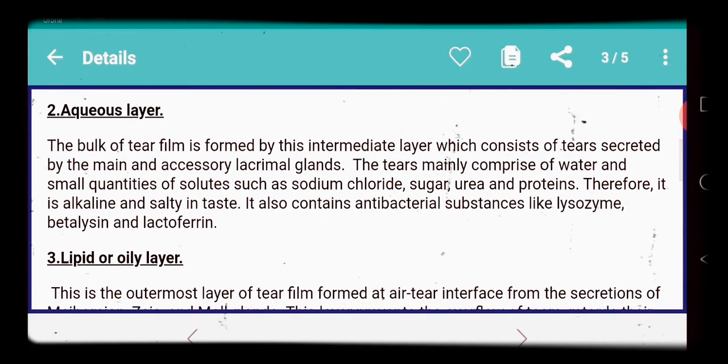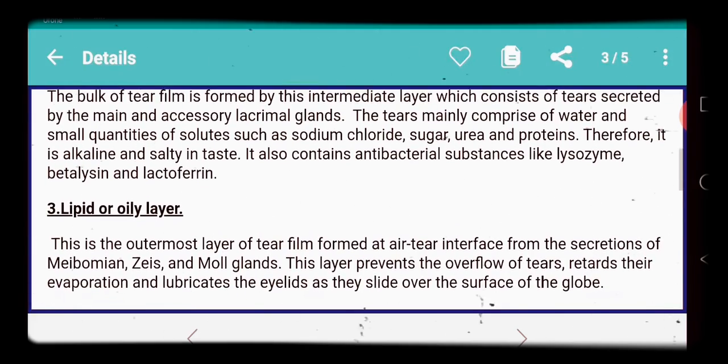2. Aqueous layer. The bulk of tear film is formed by this intermediate layer, which consists of tears secreted by the main and accessory lacrimal glands. The tears mainly comprise water and small quantities of solutes such as sodium chloride, sugar, urea and proteins. Therefore, it is alkaline and salty in taste. It also contains antibacterial substances like lysozyme, betalysin and lactoferrin.